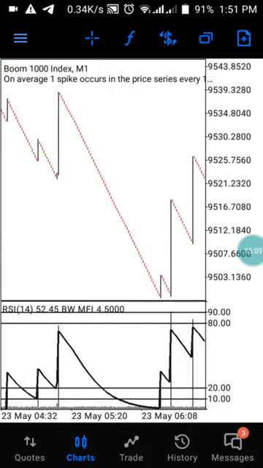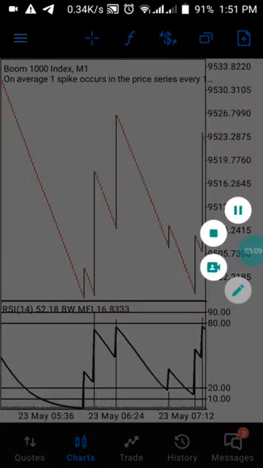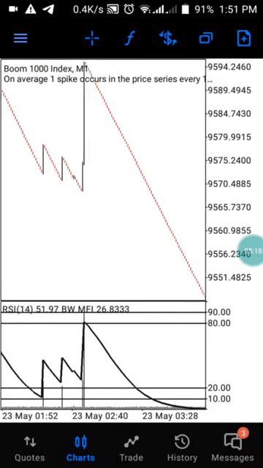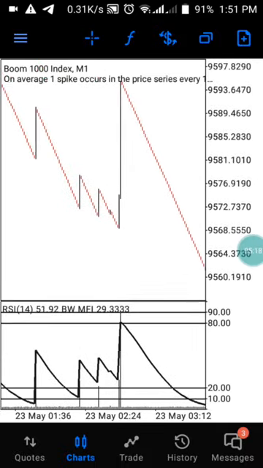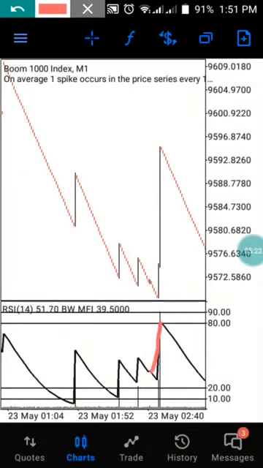Let me show you more samples. You see, these are not accurate because our RSI could not reach our 80 level. Let me show you more of the accurate ones. You see something like this, and something like this. Our RSI reached our 80 level, and our Market Index also reached our 90 level. This is the kind of trade I ask you to take.